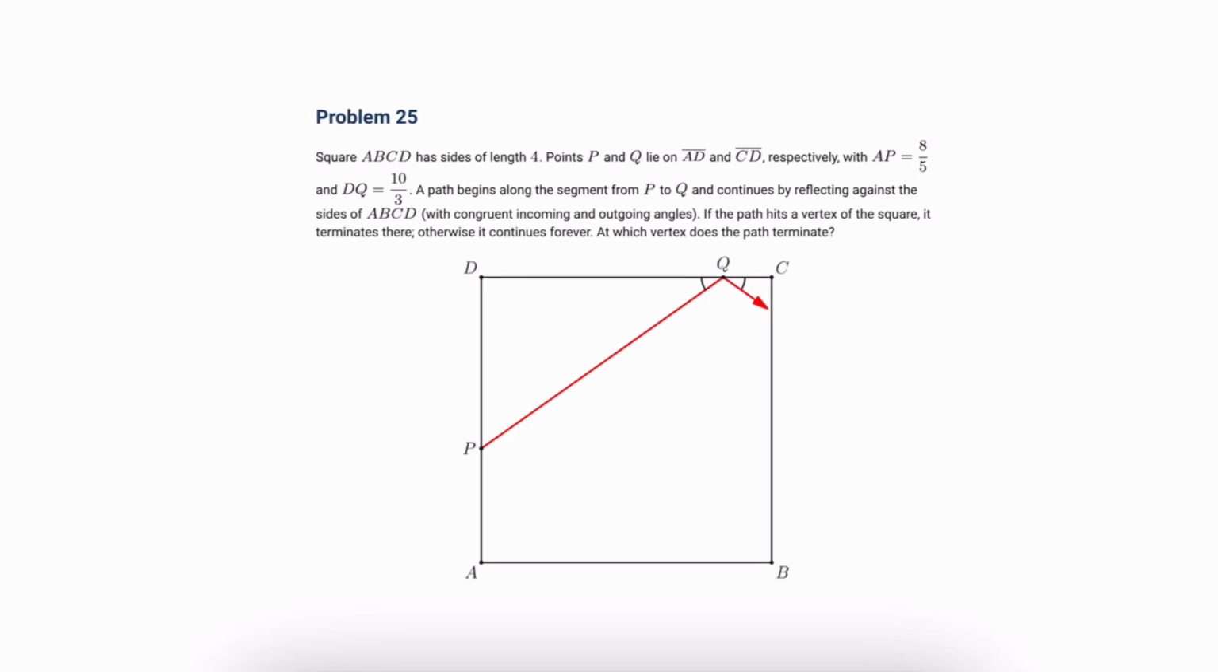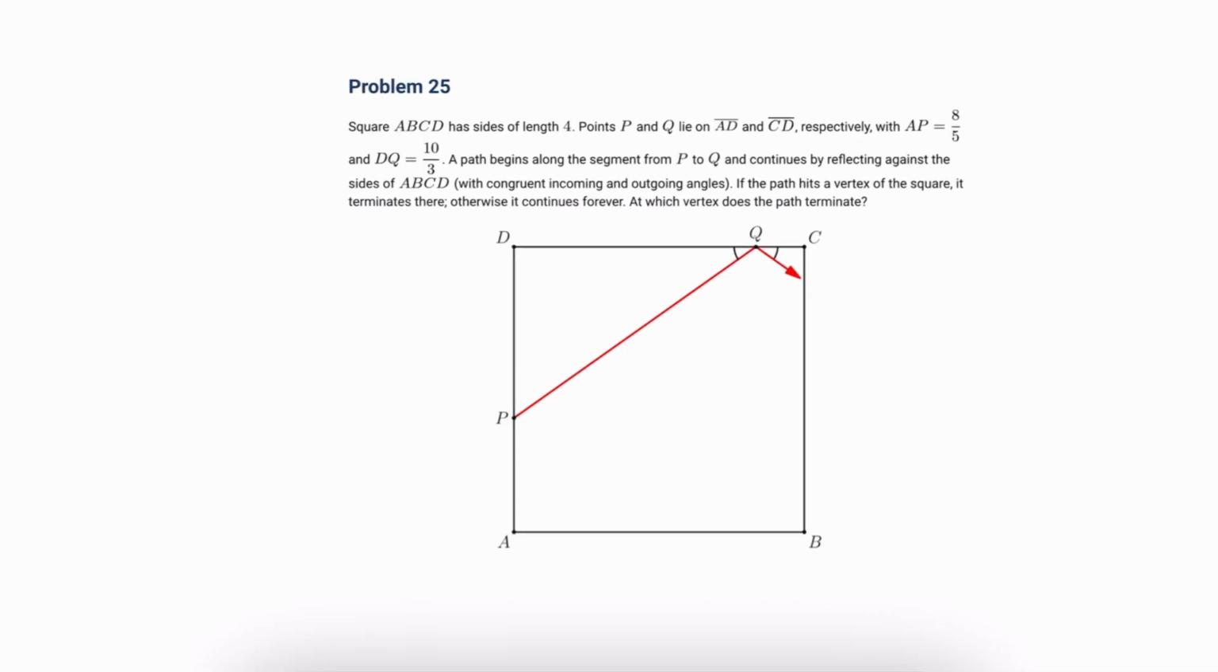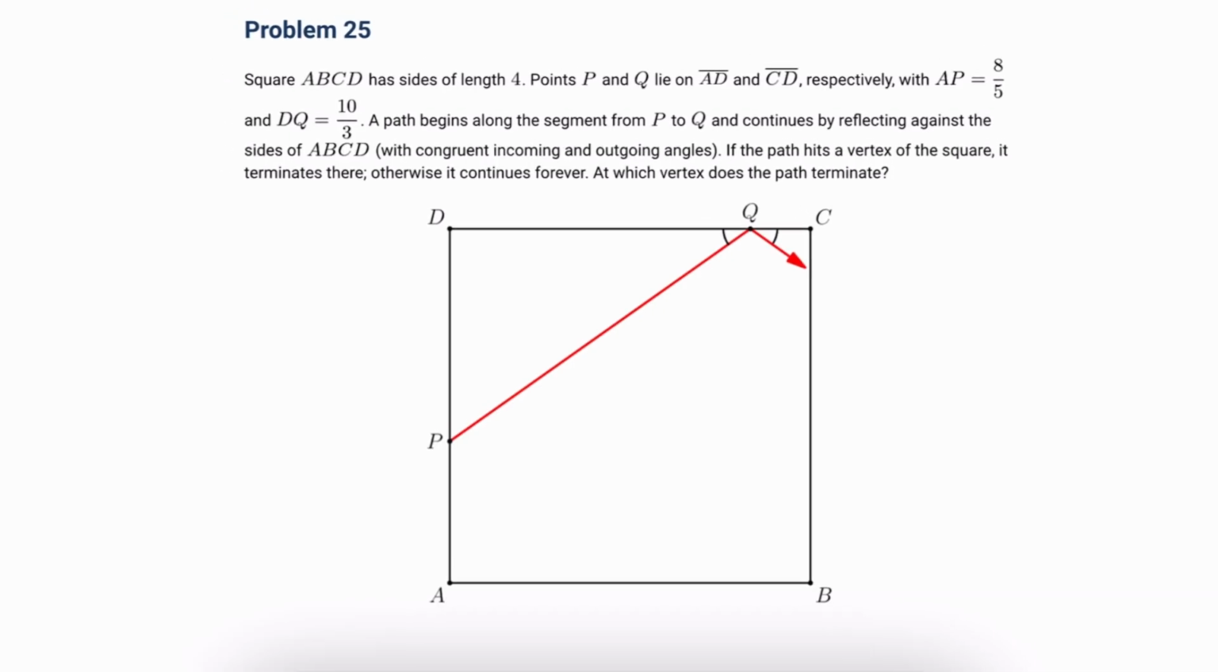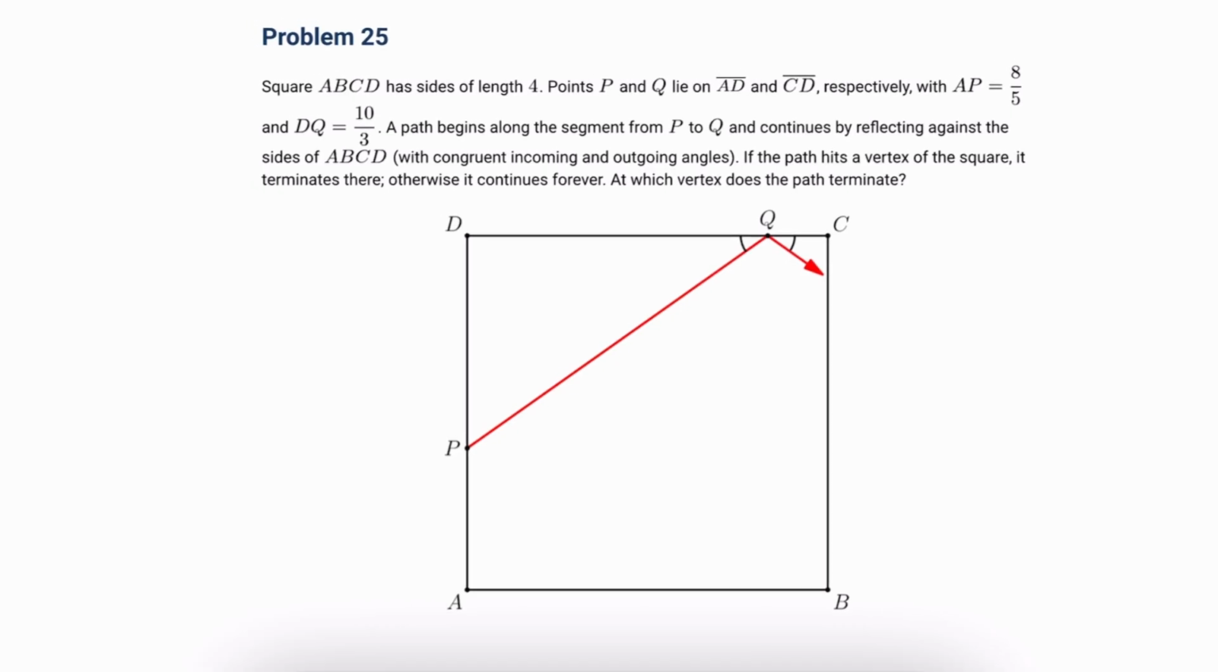Hey guys, today we were looking at the last problem, problem 25, from the AMC 10B 2025 competition, where we're given a square ABCD with side length 4 and points P and Q on AD and CD, respectively, such that AP is 8 over 5 and DQ is 10 over 3.